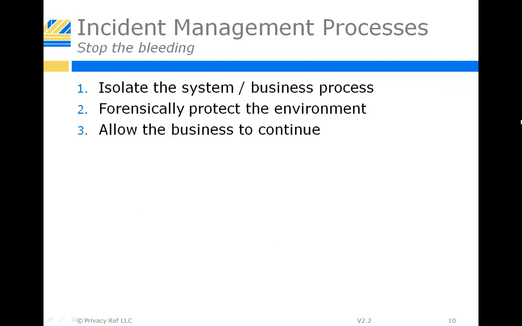Once the incident does occur, you want to stop the bleeding, as I've said before. First step is to isolate the system or business process that's been affected. While isolating it, you want to make sure that that environment is forensically protected so that either someone in your organization or, if you have outside resources coming in to help out, they could diagnose the problem and track down what happened, how to prevent it in the future, and possibly even find some tracks, if you will, to who the perpetrator was. All of this has to happen while allowing the business to continue. Just because you've shut down a particular server, just because a system is unavailable, you still have to generate revenue, even while the investigation is going on.